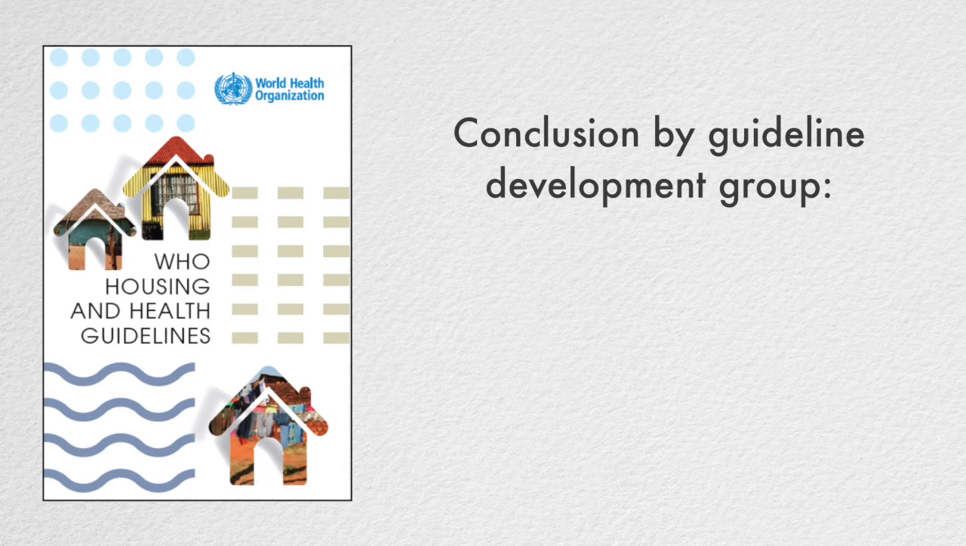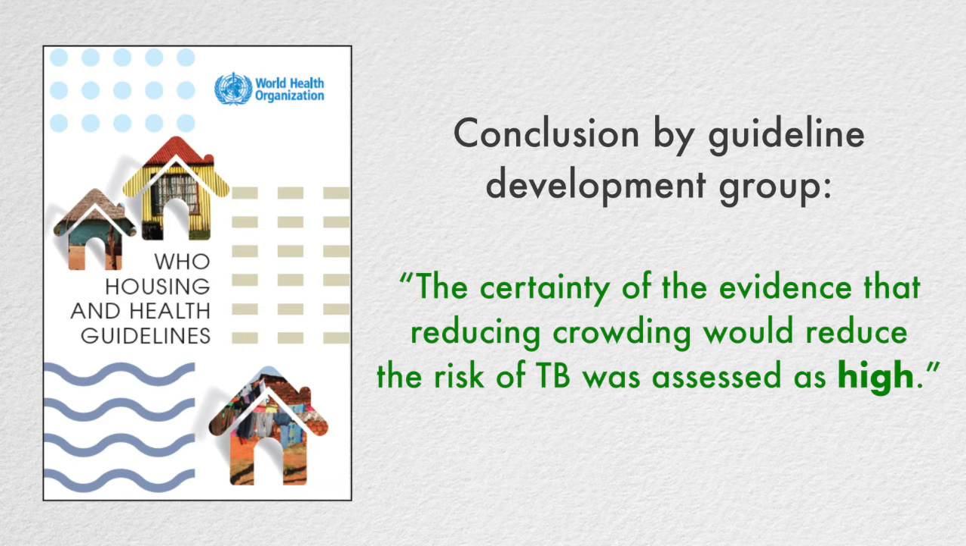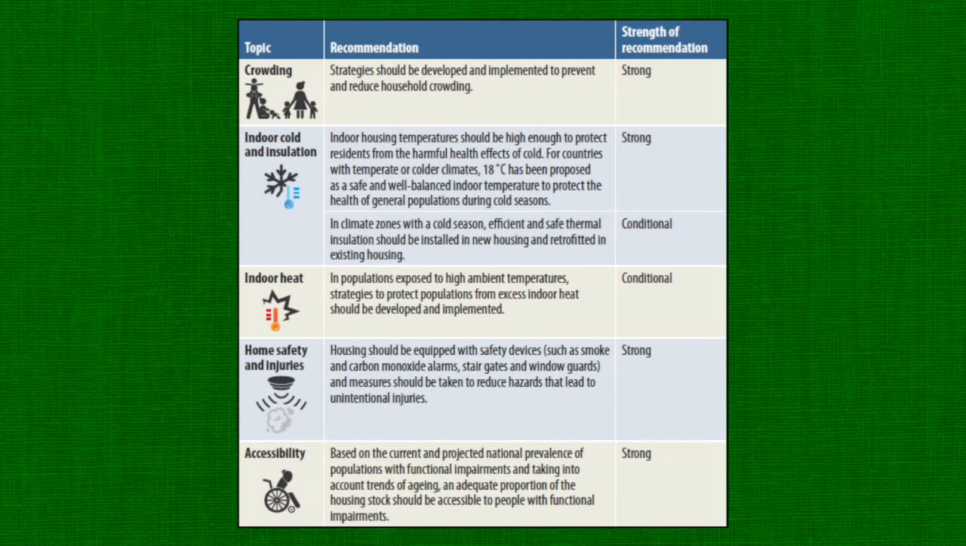And what did that evidence do when it was presented to the guideline development group who were responsible for writing the guideline? Well, it allowed them to conclude that the certainty of the evidence that reducing crowding would reduce TB, so I'm just focusing on the tuberculosis element, was assessed as high. And that led to a WHO strong recommendation. It's the top one on the picture that you can see now.